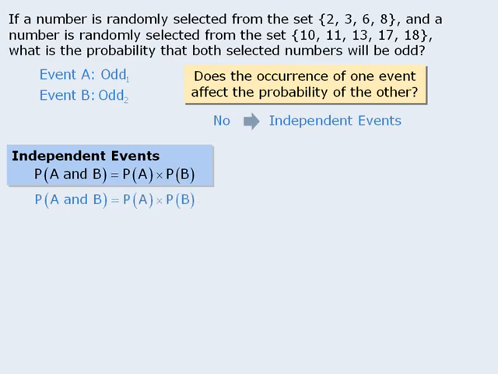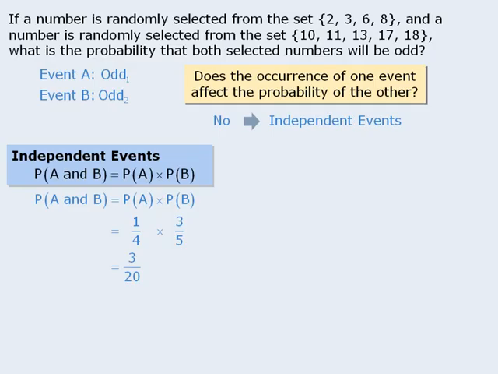Okay, now let's answer the question. First, we need to find the probability of event A. Event A is selecting an odd number from the first set. Since only one of the 4 numbers in the first set is odd, the probability of event A is 1/4. Now on to the probability of event B, selecting an odd number from the second set. Well, the second set has 5 numbers, and 3 of them are odd. So the probability of event B is 3/5. At this point, we can multiply the two probabilities to get 3/20. So the probability is 3/20 that both selected numbers will be odd.